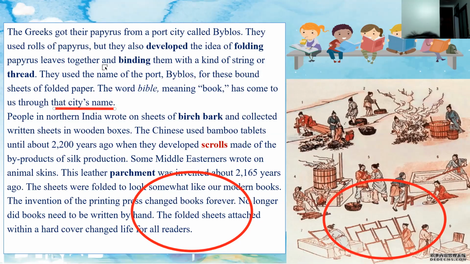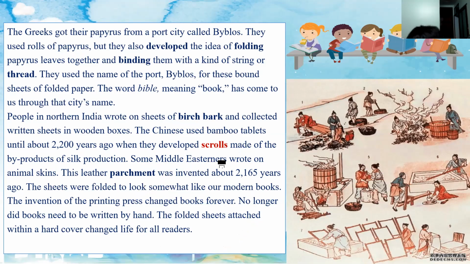And then the people in India wrote on sheets of birch bark and collected written sheets in wooden boxes. And then the Chinese used bamboo tablets until 2,200 years ago. They developed scrolls made of byproducts of silk production. And then the Middle Easterners wrote on animal skin.